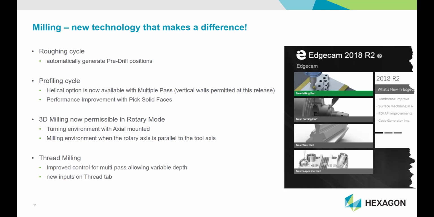3D milling is now permissible in rotary mode, and this is a big deal. My opinion is this may be the biggest software technology improvement at this version. I want to give some background to help you understand where this is used. So if you consider a CNC machine where there's limits to the linear axis travel, but the machine has a rotary axis that can rotate to present the part to the work zone where the tool can operate. We do see this on some milling machines, but it's actually more common on turning centers.